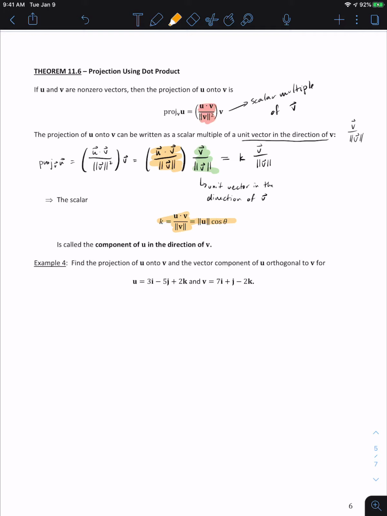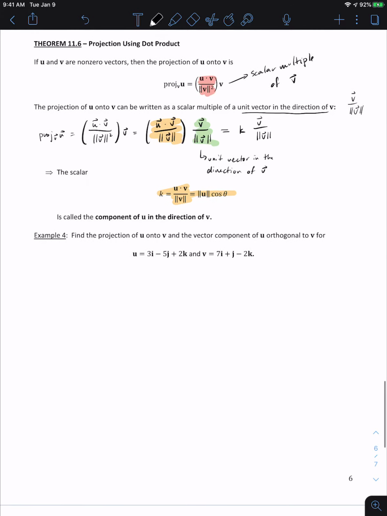Okay, so the first question, example 4 here: let's find the projection of u onto v and the vector component of u orthogonal to v for these two vectors. So how do I find the projection of u onto v? That's the formula that I've kind of written in red.